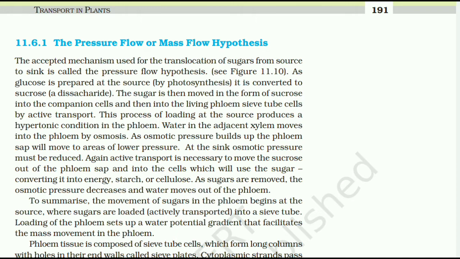This process of loading at the source produces a hypertonic condition in the phloem. Water in the adjacent xylem moves into the phloem by osmosis. As osmotic pressure builds up in the phloem, the sap will move to areas of lower pressure. At the sink, osmotic pressure must be reduced.